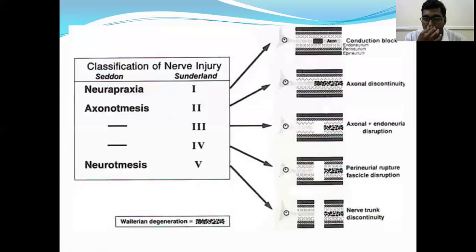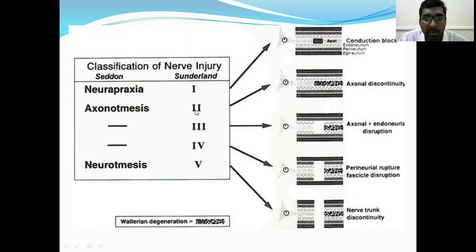Here is another classification, proposed by Sunderland. Sunderland proposed five classifications: 1, 2, 3, 4, 5. Sunderland 1 is equivalent to neuropraxia. You see in the diagram, this is the epineurium, this is the perineurium, this is the endoneurium, and this is the axon. In neuropraxia, some myelin sheath is damaged, so conduction block is present. The endoneurium, the perineurium, and the epineurium are intact.